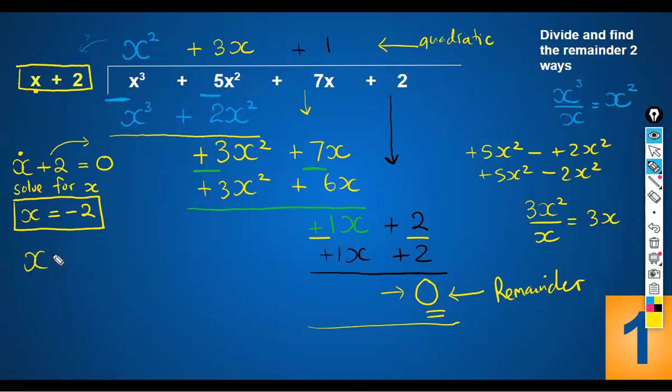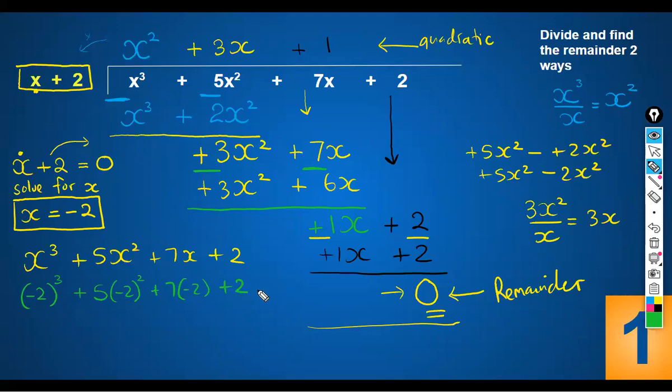Remember, we have x cubed here, plus 5x squared, plus 7x plus 2. We're going to replace all the x's with minus 2. But do it in brackets, it's really important. Minus 2 in brackets cubed, plus 5. This squared only belongs to the x. So it's minus 2 in brackets squared, plus 7 times minus 2, plus 2.